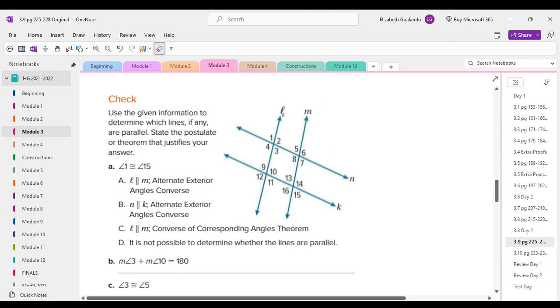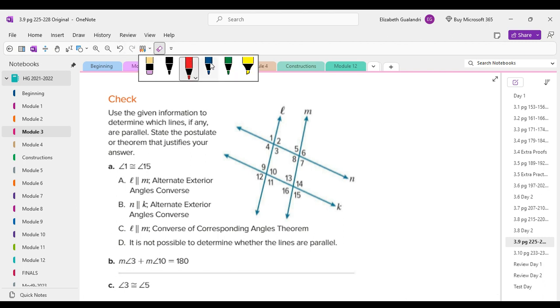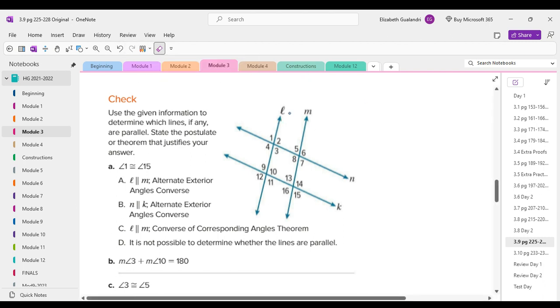So just imagine that L and M are both at, let's see, what degree would this be? Like 40 degrees, and this one's at 39 degrees. To the naked eye, you can't tell. And so what we're looking at here is, is there information given to us that shows us that these are, in fact, parallel? So we need information given to us.